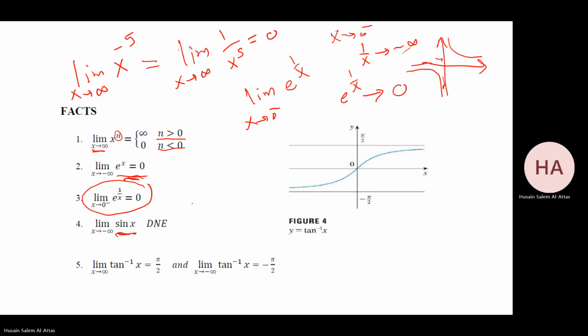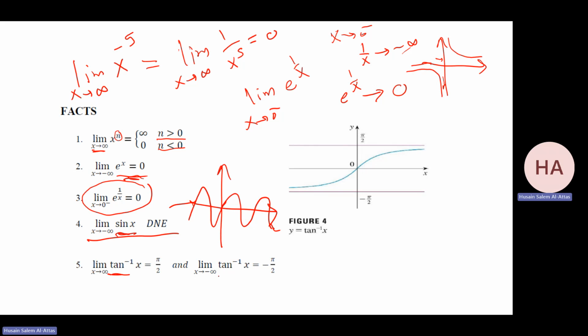Sin x, what's the problem with sin x? This is sin x. I want to go to either plus or minus infinity, it's the same idea. I don't know where it will stop. So there is no value it will reach, so we say the limit does not exist. It is oscillating between -1 and 1.